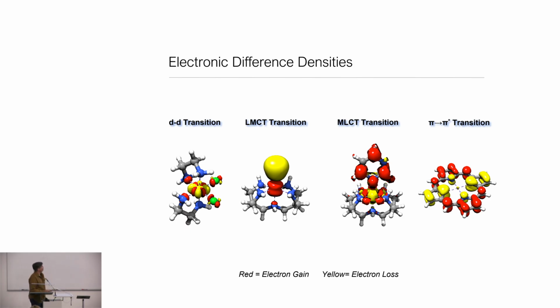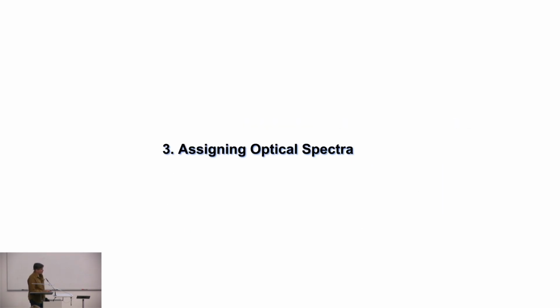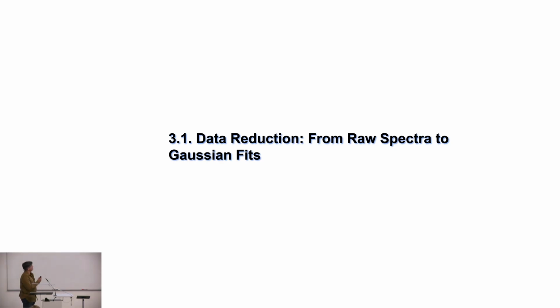Let's now get to a few practical aspects that I personally find important to emphasize, and that have to do with assigning optical spectra, because once you go into the literature, you will see all kinds of crimes that people commit in the assignment of optical spectra, or the lack thereof. So let's do that systematically and first talk about the data reduction, from the raw spectrum to the Gaussian fit.